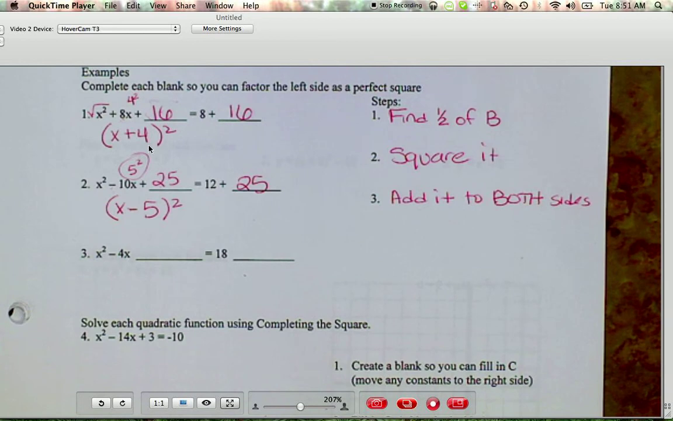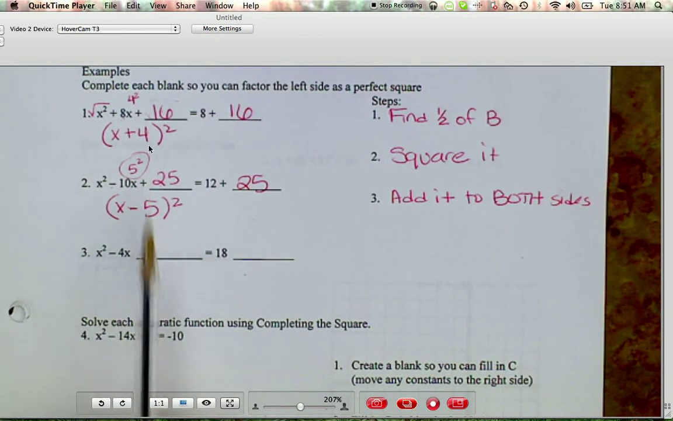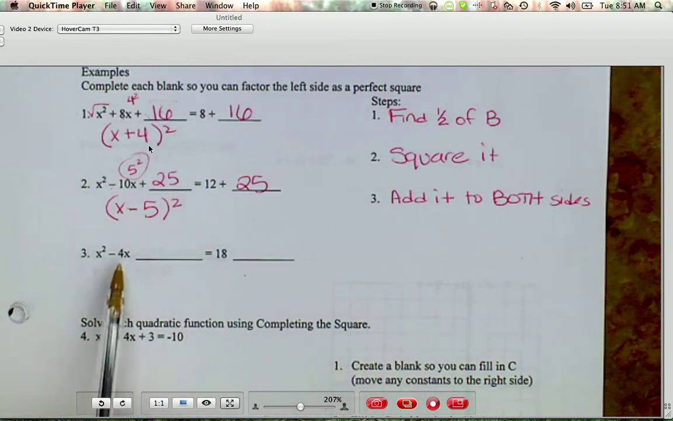I want you to go ahead and try to do number 3 on your own. Follow the exact same steps, see if you can fill in the blanks. So go ahead and push pause. All right, let's see how you did.